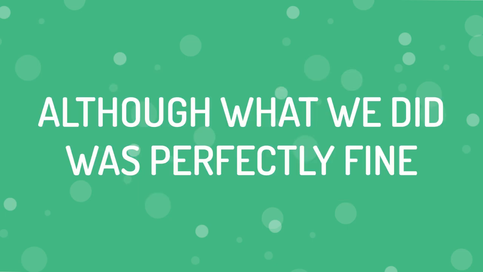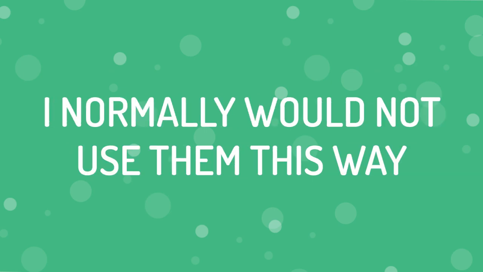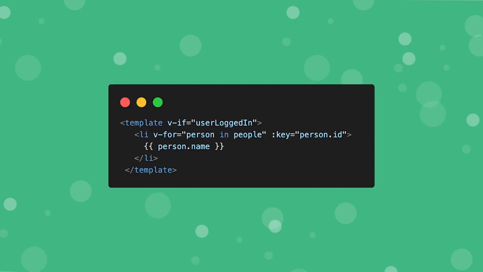Although what we did was perfectly fine in the eyes of the Vue documentation, I usually don't use a v-for and v-if directive together in that manner to filter out data. I would mainly use those two directives to determine whether or not I should display that list or not, not to actually filter out the data itself.